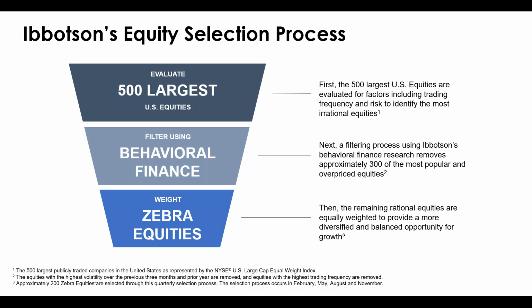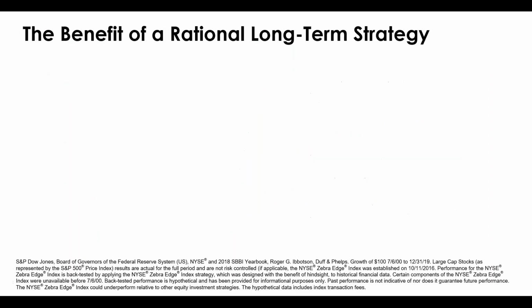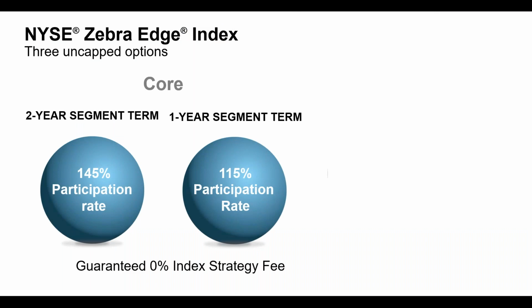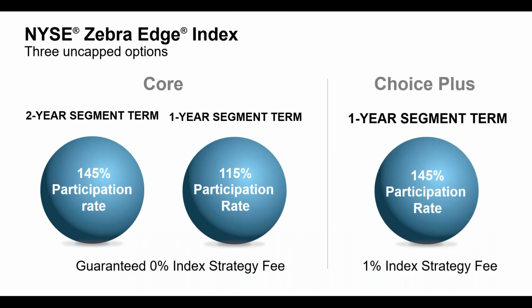No, that's a great point. Great point. And then, as Anthony mentioned too, remember when we talked about consistent volatility control and setting numbers or algorithms inside of contracts. Look at that 0% guaranteed index strategy fee. That's our core at its best right there. You have a 2-year at 145.